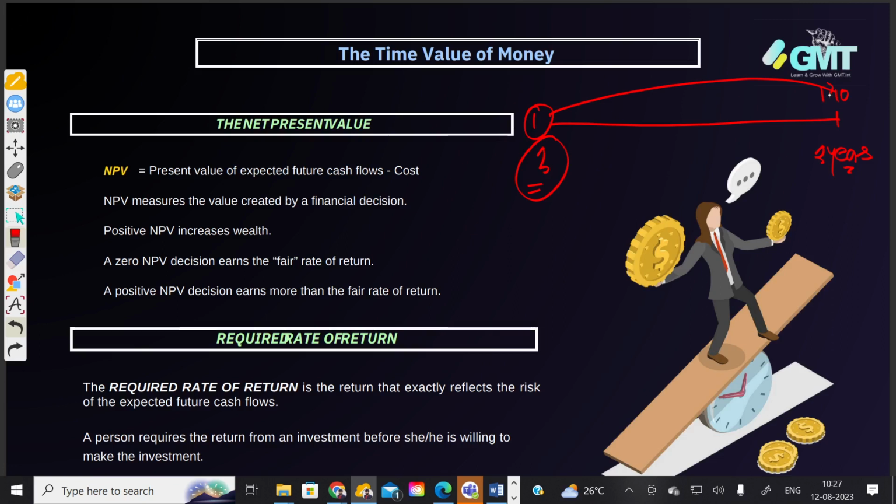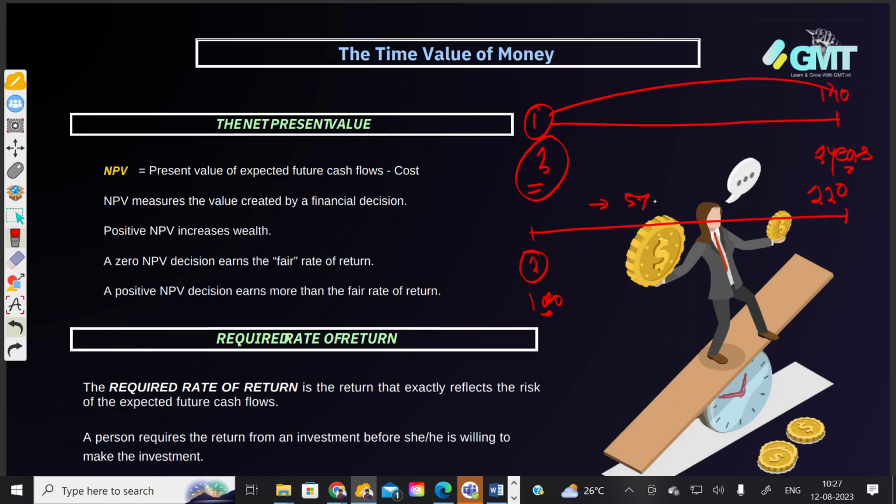So what if, when you invest 100 rupees here, you receive 110 here, meaning a 10% return. But out of that 10% return, the inflation of that particular country is also 5%.